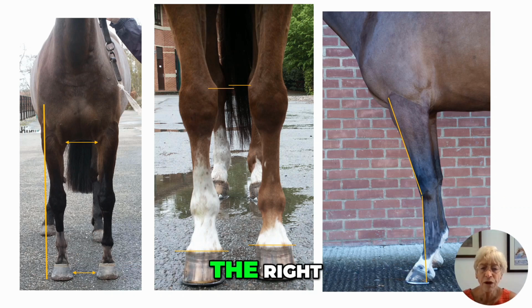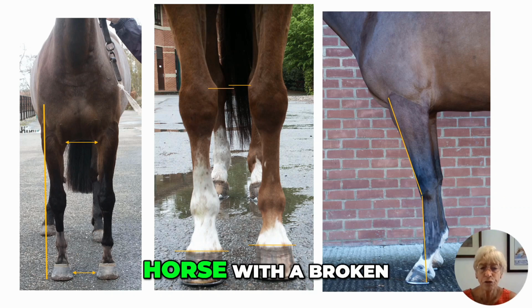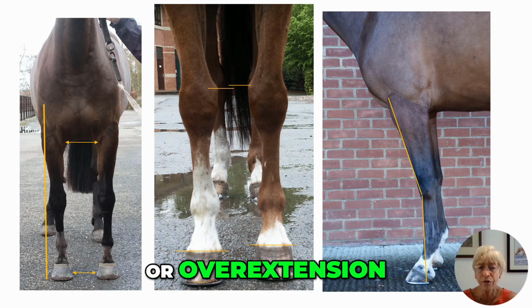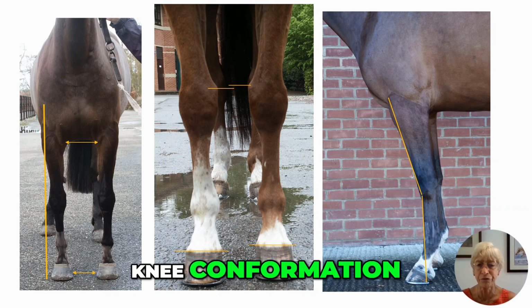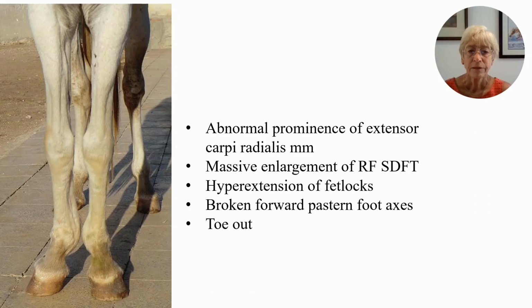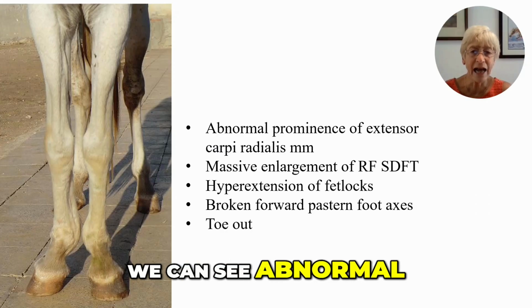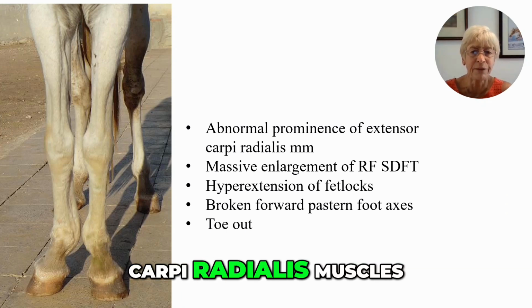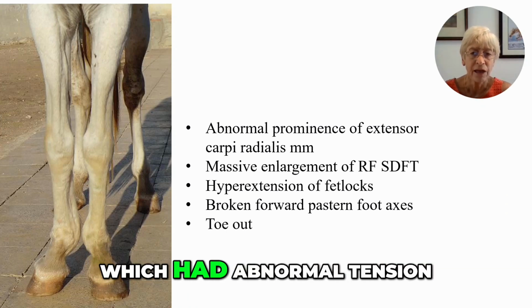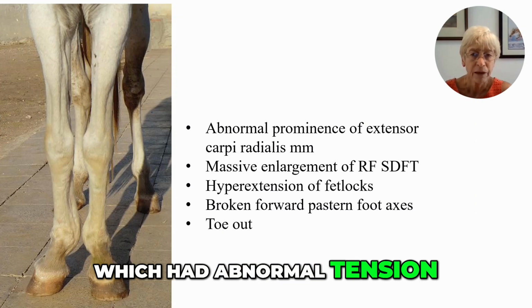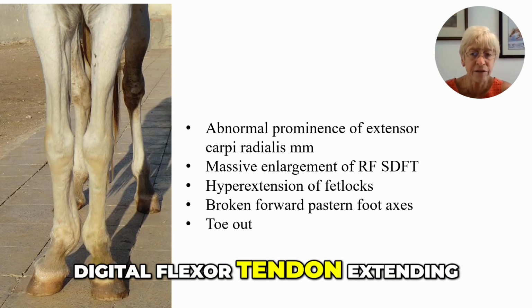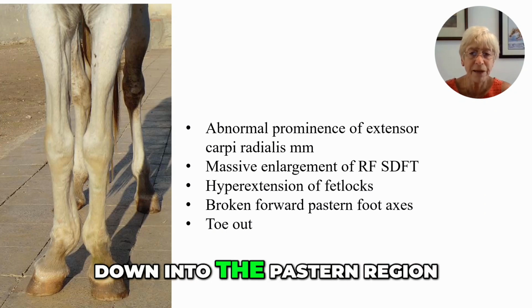In the horse on the right, we can see a horse with a broken back carpal angle, or overextension, or back at the knee conformation. And in this horse, we can see abnormal prominence of the extensor carpi radialis muscles, which had abnormal tension. There's massive enlargement of the right front superficial digital flexor tendon, extending down into the pastern region.